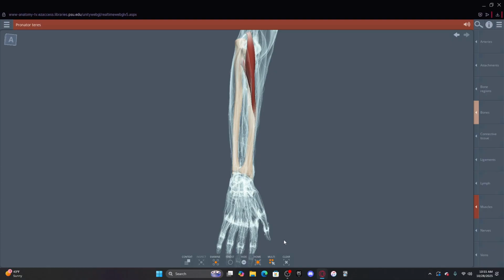Remember, all the muscles of the anterior compartment of the forearm are going to be innervated by the median nerve, for the most part, most of the muscles, right? And then you have a few that are going to be innervated by the ulnar nerve. So most are going to be innervated by the median nerve. Remind yourself that the median nerve is going to be innervating most of the muscles of the anterior forearm and some of the muscles of the hand.